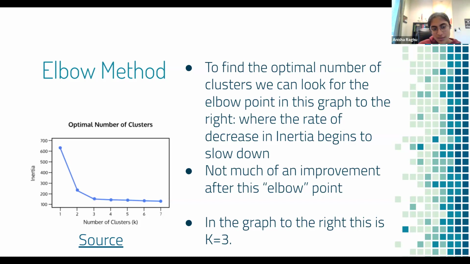So in this particular graph, to the left, you can see that at k equal to 3, so at exactly 3 clusters, is where the rate begins to slow down, so that would be the number of clusters we want to use.